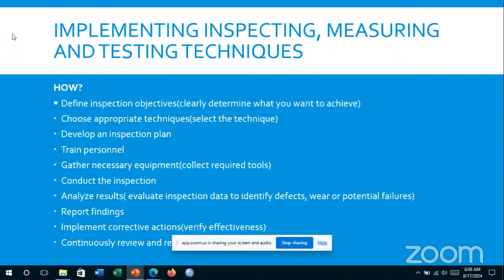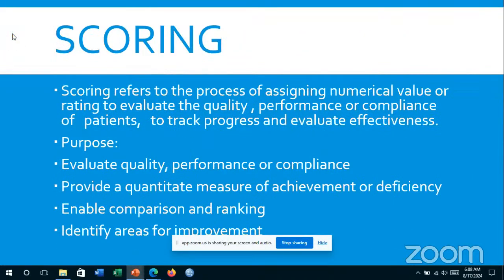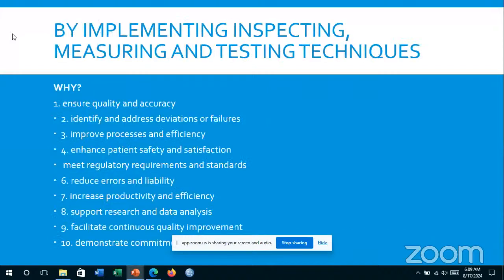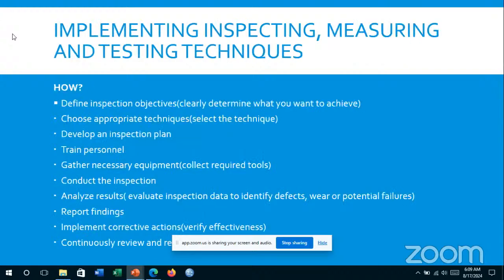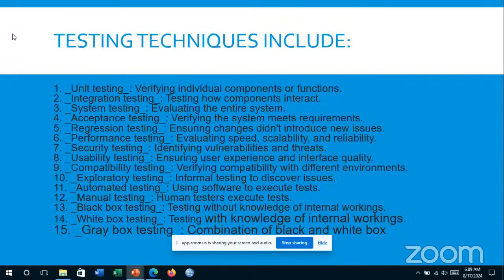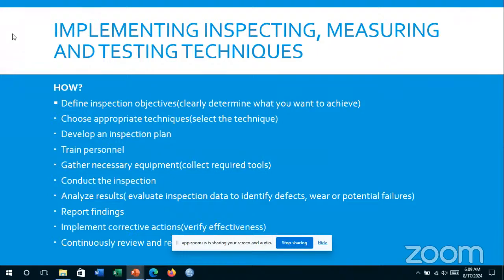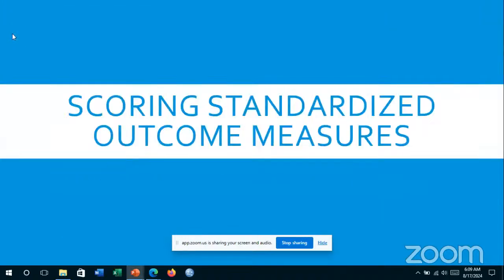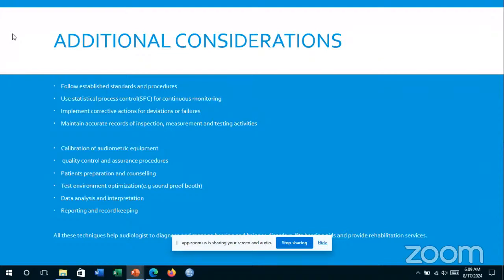As I said, when you are inspecting, visual inspection of the ear canal and tympanic membrane, otoscopy to assess the ear canal, visual reinforcement audiometry, that one can be used for pediatric assessment. And for measuring, pure tone audiometry, we measure hearing threshold. Speech audiometry, we assess speech recognition. Imitance testing will help in tympanometry and acoustic reflex to evaluate the middle ear function. Also, otoacoustic emission helps to assess cochlear function.